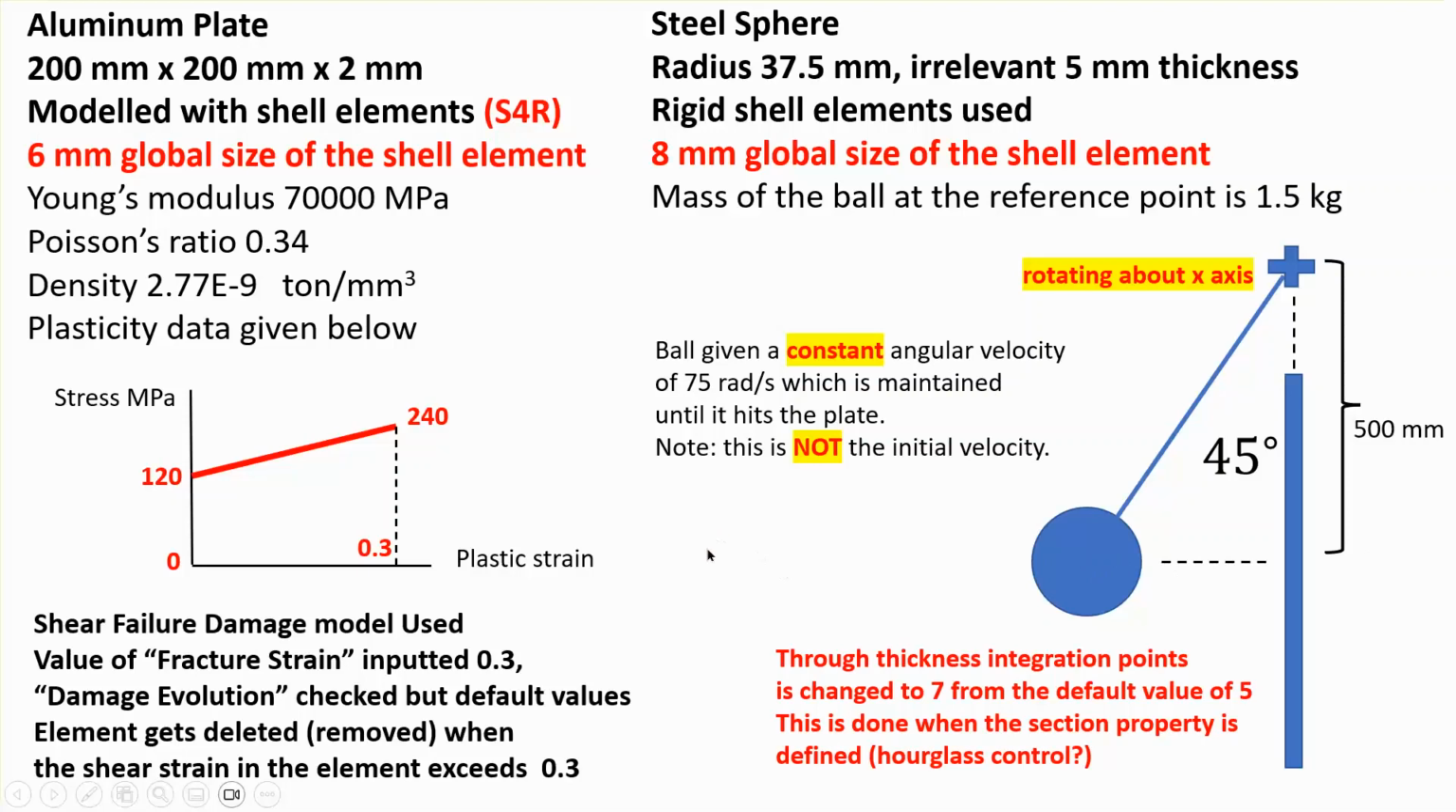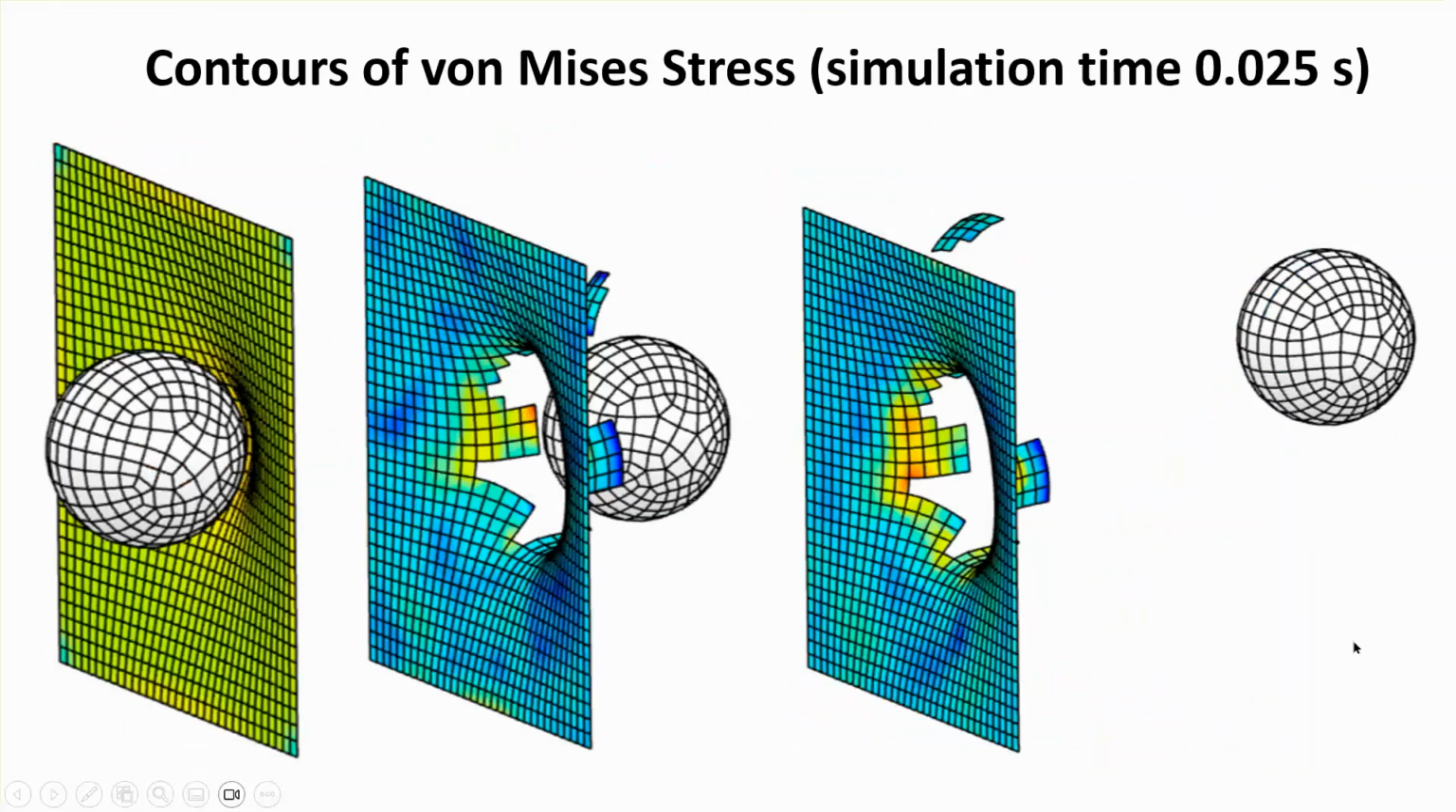In the YouTube reference that I gave you, the number of integration points was changed from the default of 5 to 7, and the argument of the YouTuber is that it's for hourglass control. I left it the way it is, but please feel free to change it to 7. Let's see what the effect is.